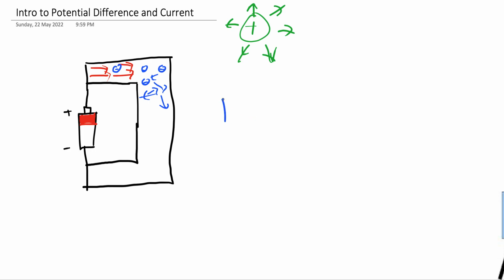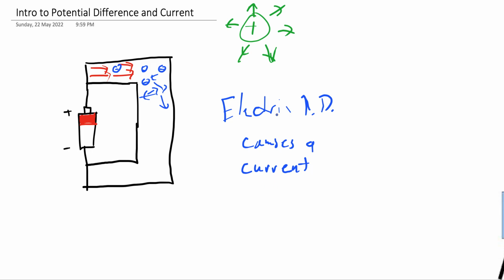So an electric potential difference causes a current. And so the potential difference, or the voltage, I'll put in parentheses, voltage causes my current, or it drives the current. If I make those charges bigger, so my net field is bigger, my current will increase.